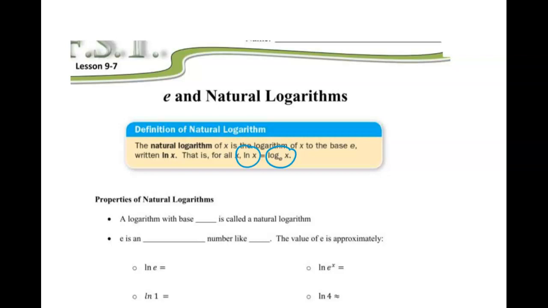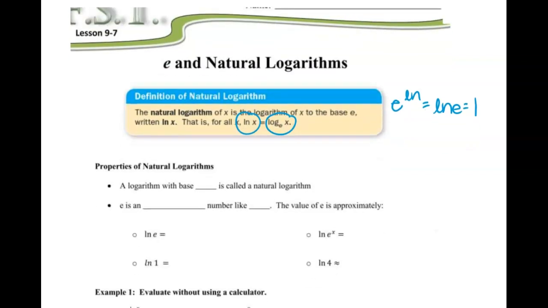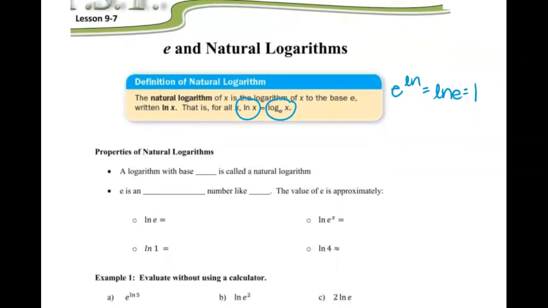So it's kind of like log base 3 of x, log base 2 of x, but we have this unique log called log base e of x. And basically, e to the natural log equals the natural log of e, and these all equal 1. And we'll use this to solve and simplify things. So a logarithm with base e is called a natural logarithm. I think ln is Latin or something. I don't know, but it looks like it should be nl, but it's not.